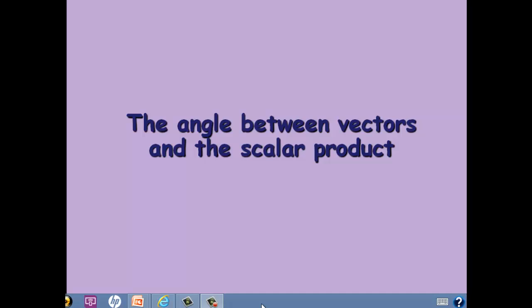This is the first of 3 lessons on the angle between vectors and something we call the scalar product, kind of multiplying 2 vectors together.